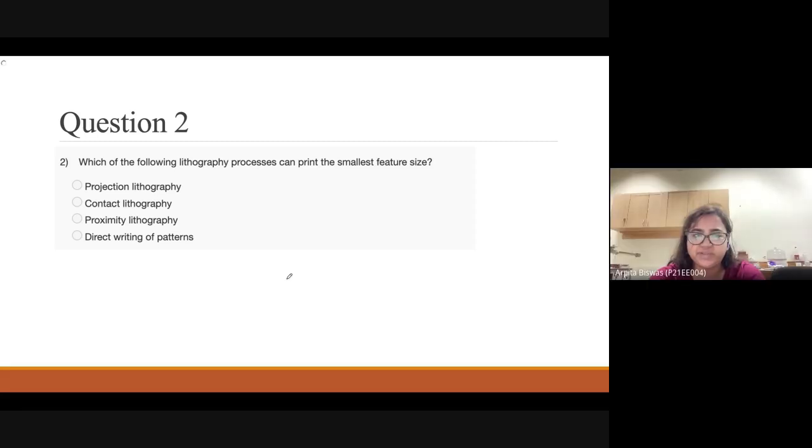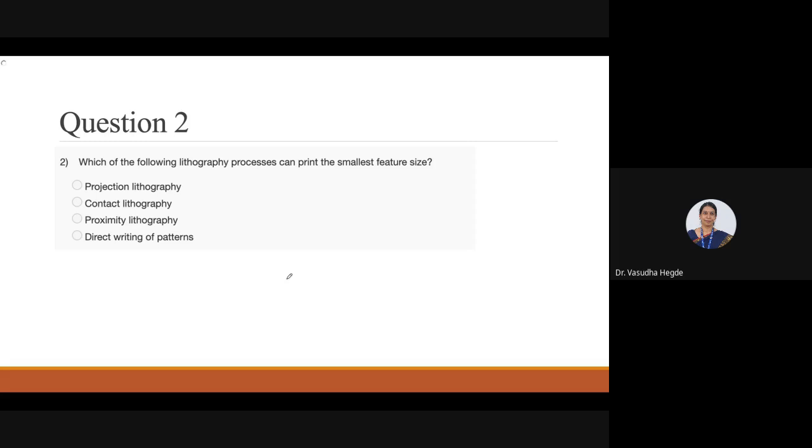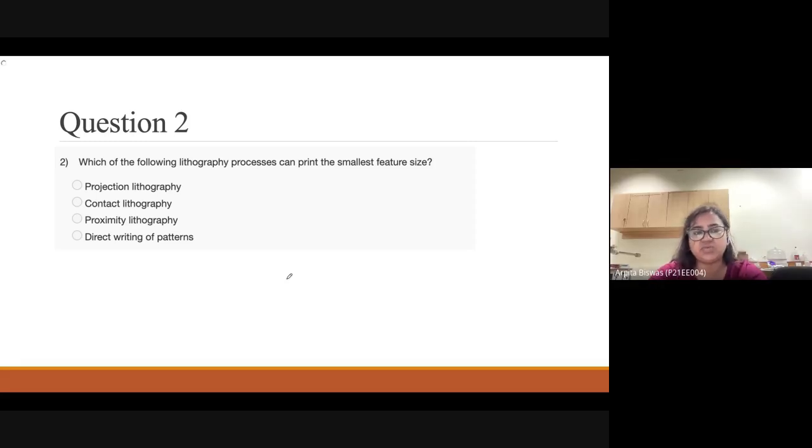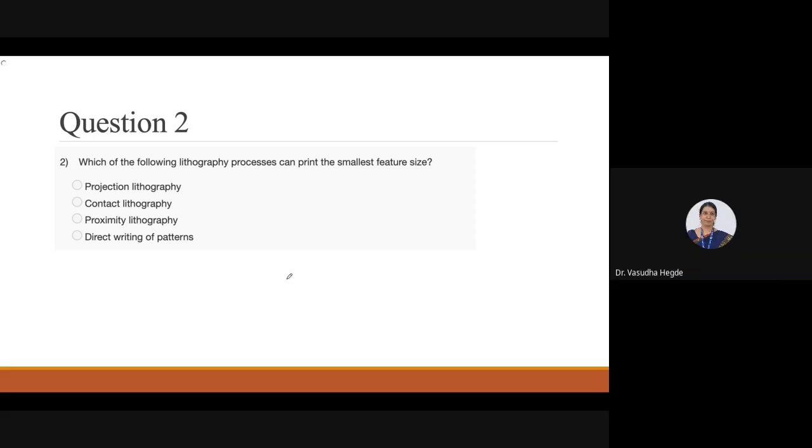Ma'am, can you explain a little bit what happened in contact lithography? Now we can discuss the three photolithography processes, contact, projection, and proximity. Then you can give the answer. Why do we go for proximity or projection lithography? Projection lithography, in my view, will have a source and a mask, and the PR is a little far away. So because of the projection, I think it cannot give the smallest feature size. Is my understanding right?